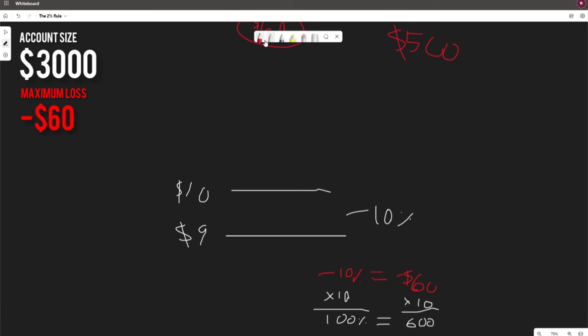Okay? So this time, if the stop loss was at $8, now your stop loss is gonna be 20%. Now you have to change your math a little bit. This time it's times 5, right? For 20% to equal 100%. And then you do times 5 to your loss, which equals 300.